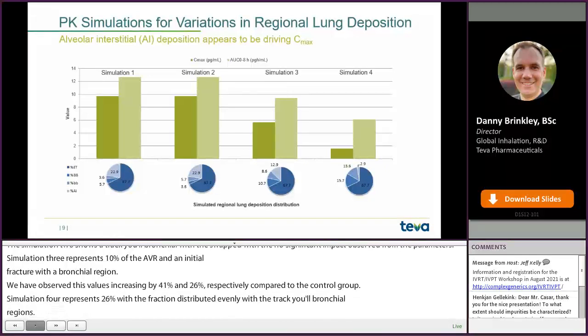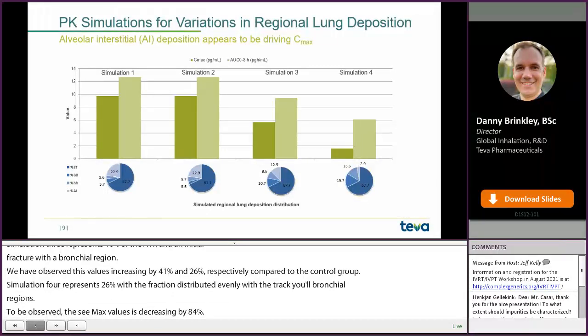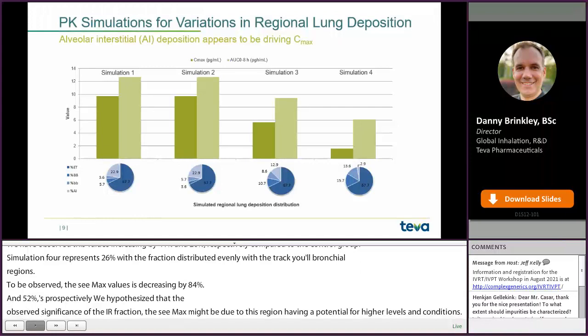We hypothesized that the observed significance of the AI fraction for Cmax may be due to this region having potential for higher levels of sink conditions, potentially increasing dissolution, the epithelium barrier being leakier, and there appearing to be significantly less or possibly no M3 receptor expression for drug binding compared to the central lung.